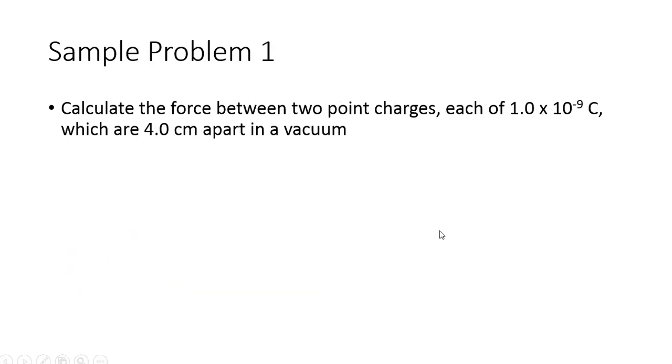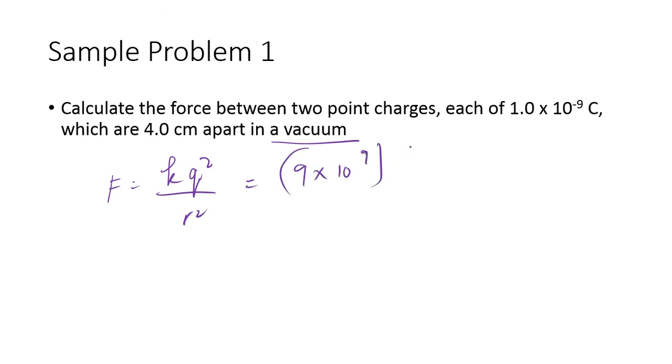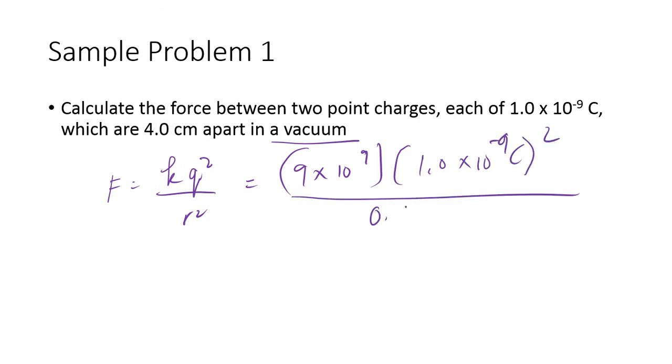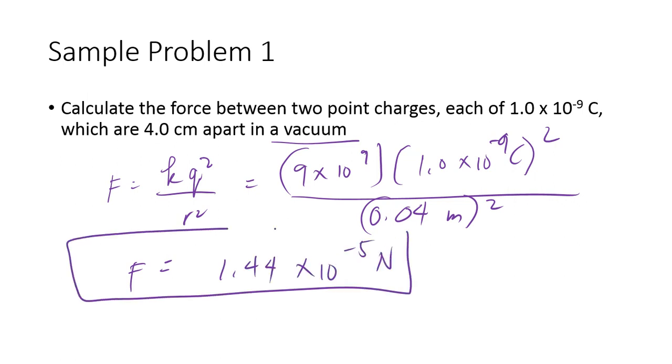Now what about the other one? It's still in a vacuum. So F equals K Q square over R square. So 9 times 10 to the 9th power, that's the proportionality value, and 1.0 times 10 to the negative 9 Coulomb squared, over 0.04 meter, because we have to convert that into meters. You should have an answer of 1.44 times 10 to the negative 5 Newton. That's the force experienced by 2 point charges. In this case, it's a repulsive force.